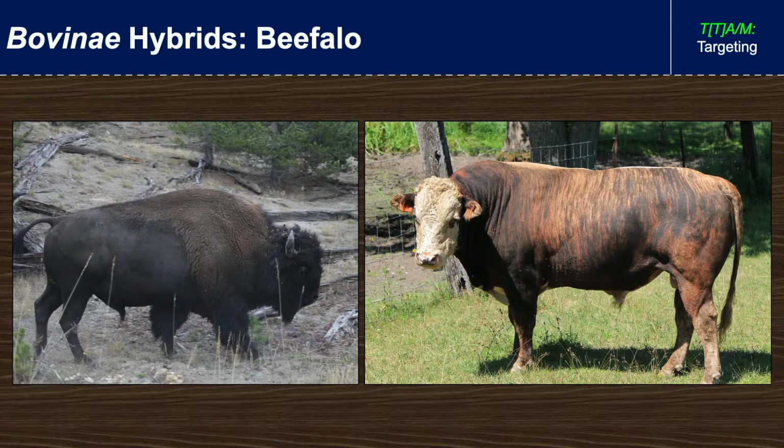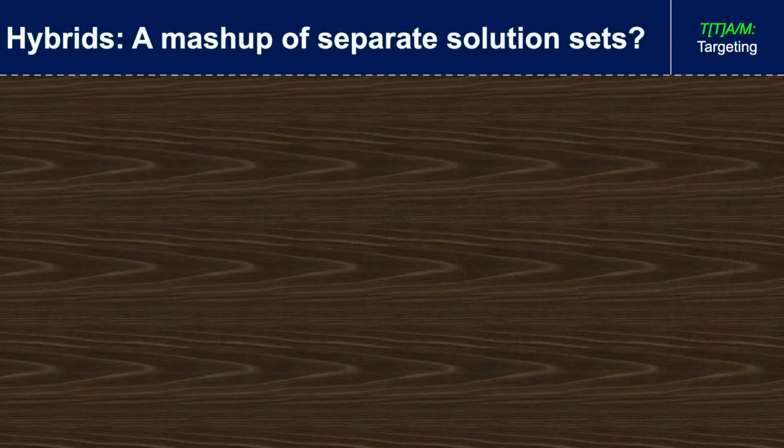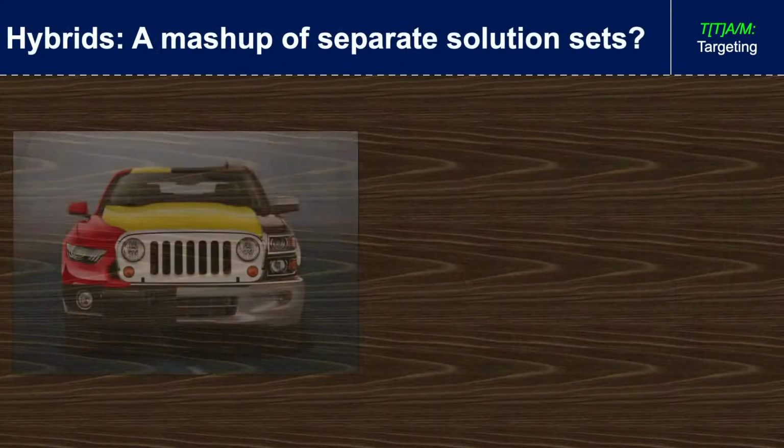Again, a smaller head, large shoulder, fuzzy face, but look at this, the mashup between a cow's color and a buffalo's color. It's kind of weird. Okay, so these are a mashup. They're sort of like a Franken-car, right?